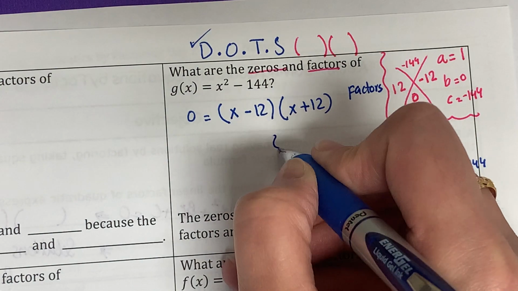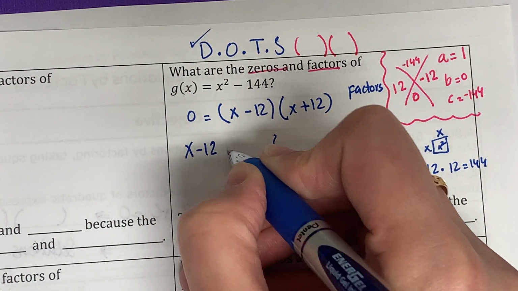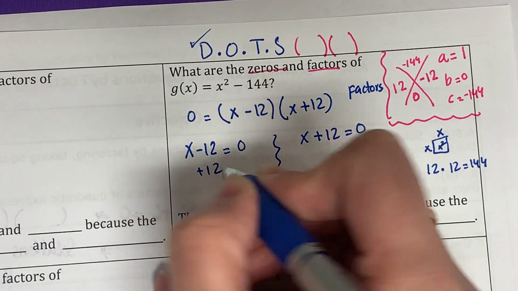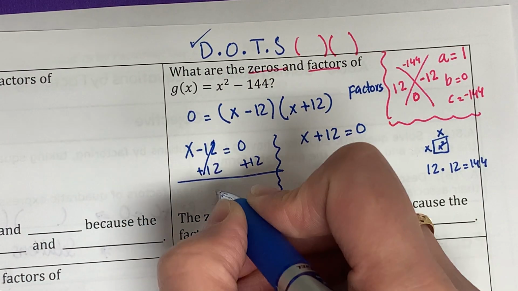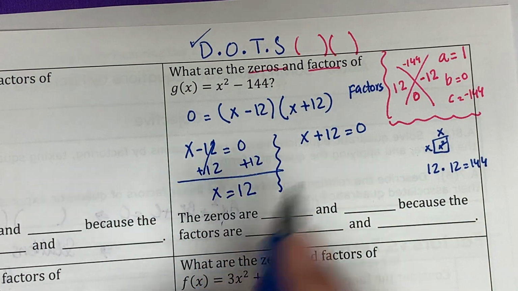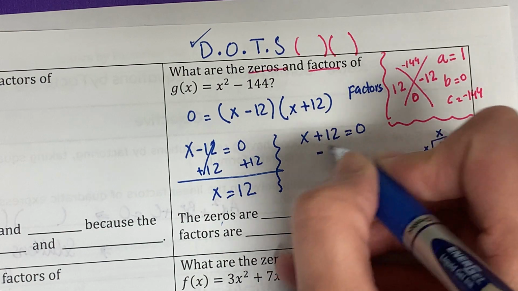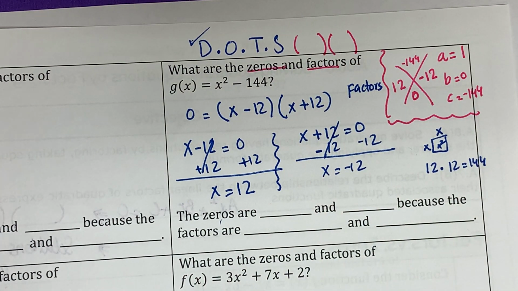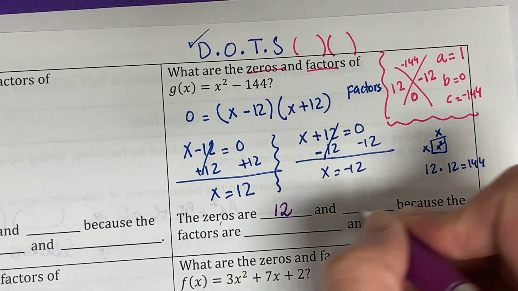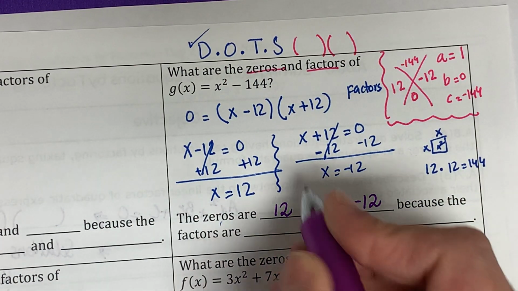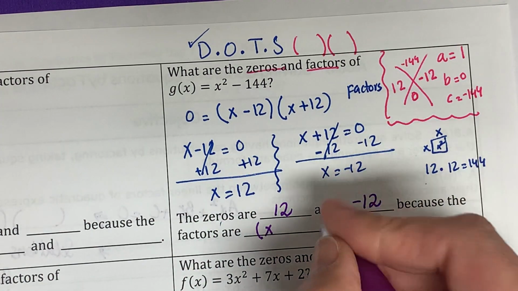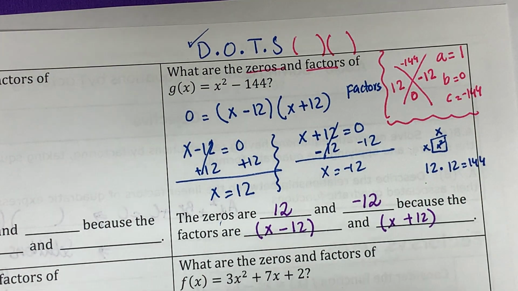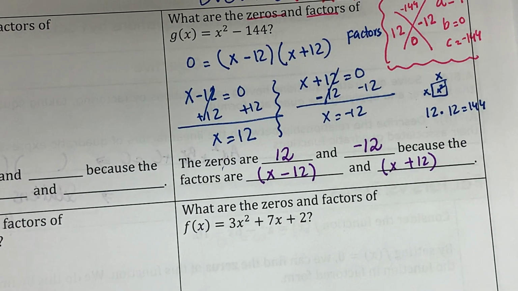If I have to find the zeros, I have to do some extra work, which is I'm going to put both of these equations equal to 0 and solve. So first step, I'm going to add 12 on both sides. That leaves me with x equals 12. So that's the first zero. And on the other side, it's a plus 12, so I have to subtract. So x is equal to negative 12. That's your second value. So your zeros are 12 and negative 12. Because the factors are, you go back and copy the factors, x minus 12 and x plus 12. That's it. So the whole process is the same old. All you're doing is rewriting in a sentence.